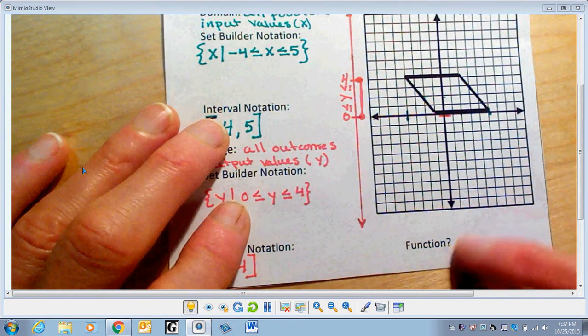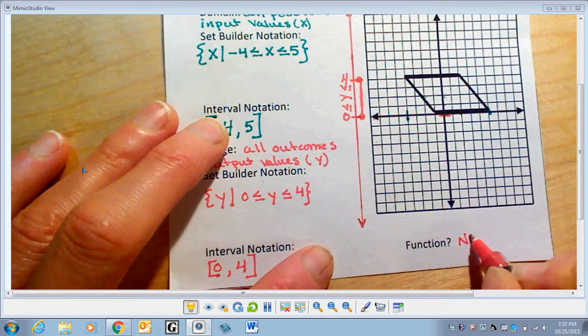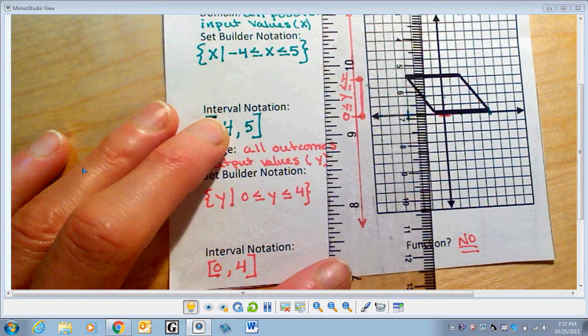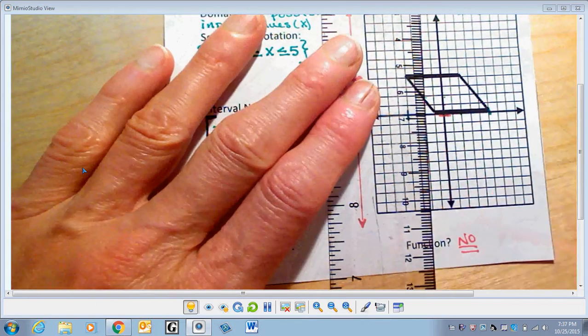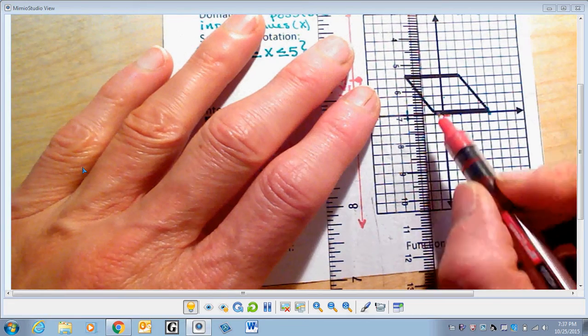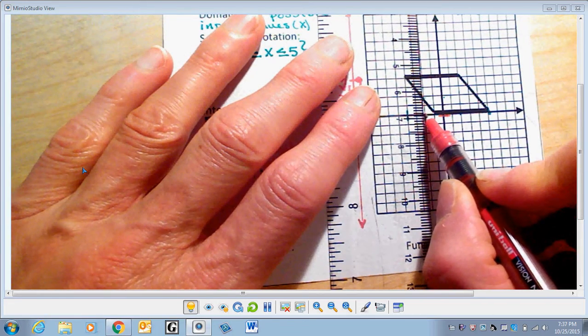Is this a function? And the answer is no. This is not a function. It failed that vertical line test. Well, let's see what that is. A function is a function if for a particular input we get only one output.